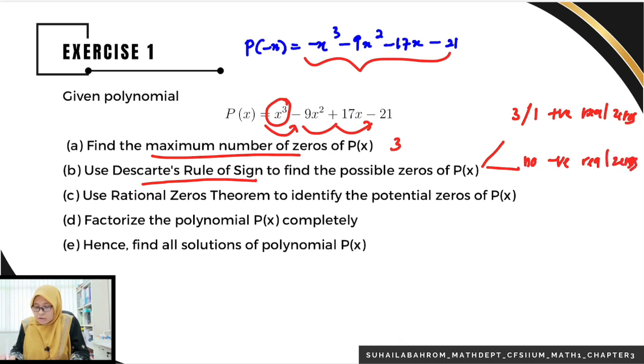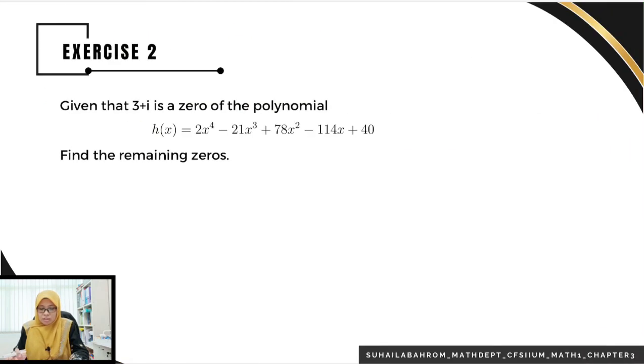So not every polynomial function has positive or negative real zeros. If there is no variation, it means there are no positive or negative real zeros. I think that's all. You can proceed with exercise 1 and also exercise 2, and we will discuss them in class.